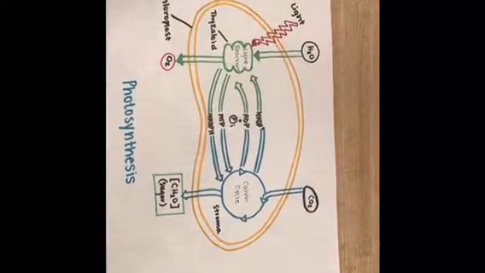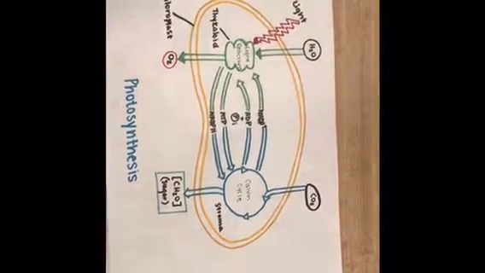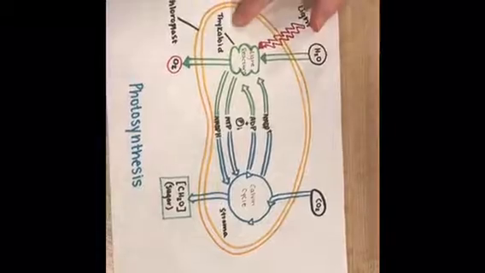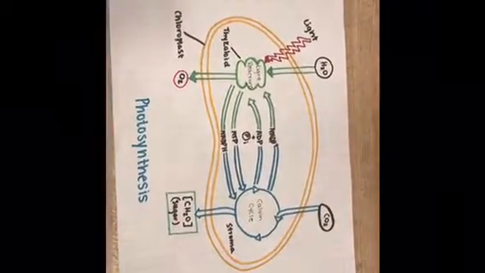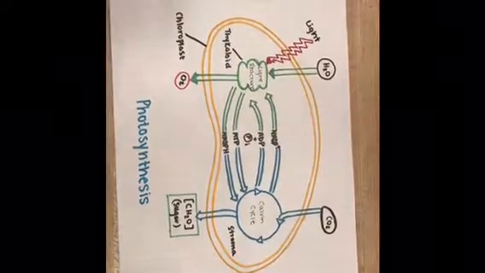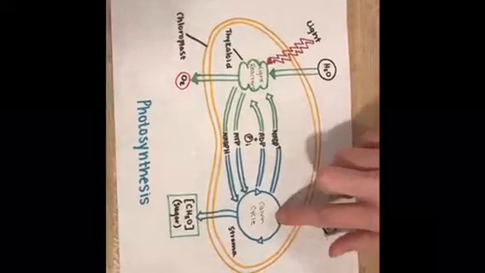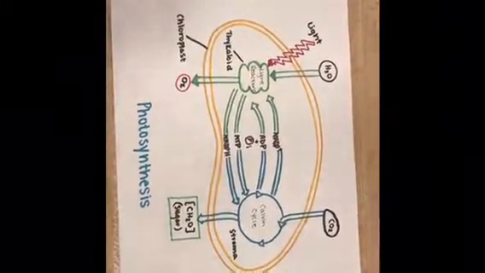Water goes through the stomata, which are the pores of the leaf, goes into the thylakoid, and releases ATP and NADPH. Oxygen is released. CO2, ATP, and NADPH go into the Calvin cycle and release to make sugar. And now on to Sarah Stanley for protein synthesis.